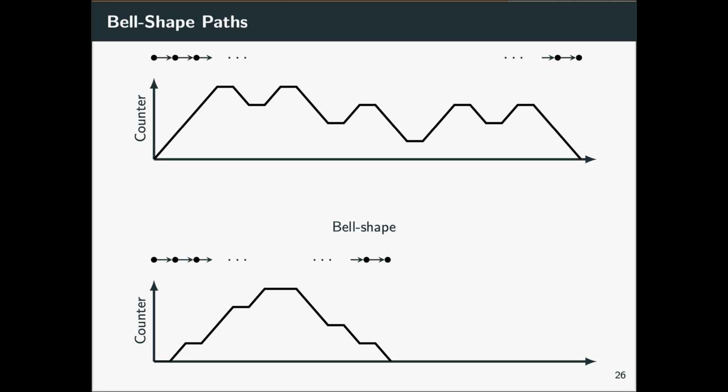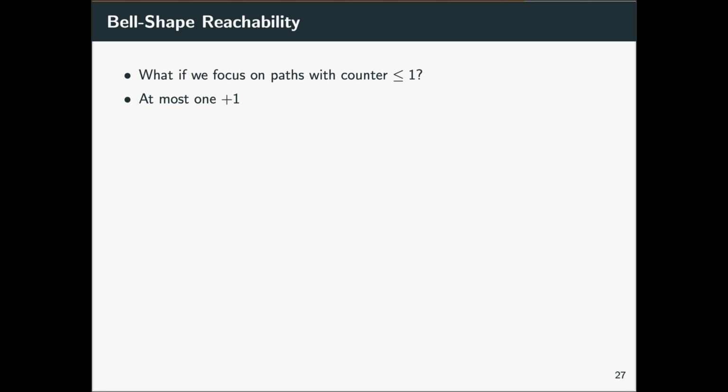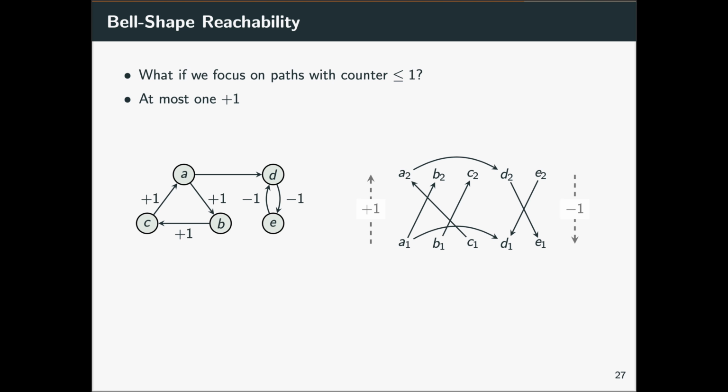To make the problem even simpler, let's consider what happens if we focus on bell-shaped paths where the counter never exceeds 1. This means that the counter can see at most one increment, as the bound of 1 disallows successive increments of the counter, while the bell shape of the path disallows the counter to increase after it has decreased. We can solve the problem easily by creating two copies of the graph, where the first copy corresponds to nodes when the counter is 0, and the second copy corresponds to nodes when the counter is 1.